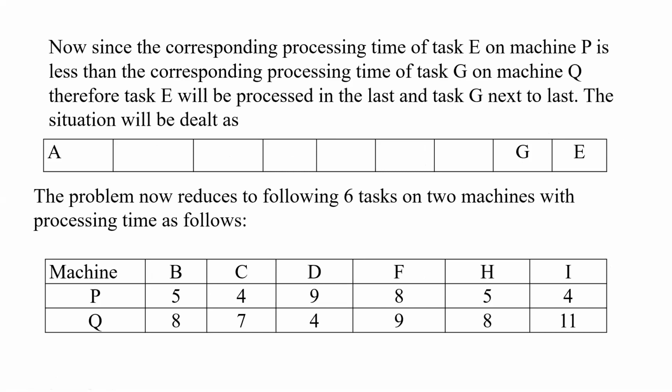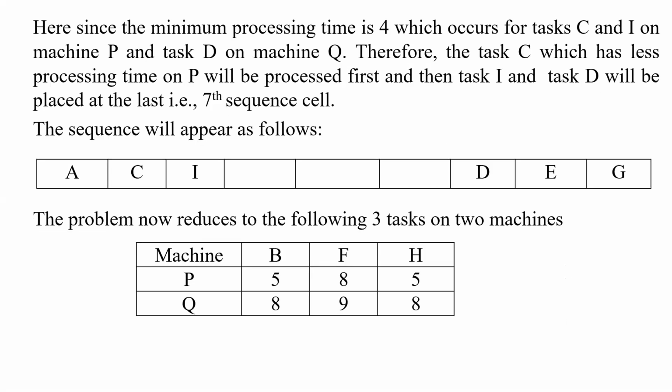The problem is now reduced to the following 6 tasks on 2 machines with processing times as follows. We reduce the given matrix when we arrange this job sequence. So in the job sequence, we have task A, task G, task E. The rest of my matrix is left with B, C, D, F, H and I, which is shown in the figure. Since the minimum processing time is 4, which occurs for tasks C and I on machine P and task D on machine Q.